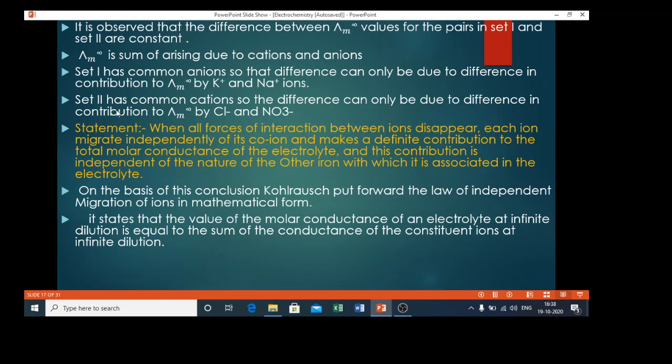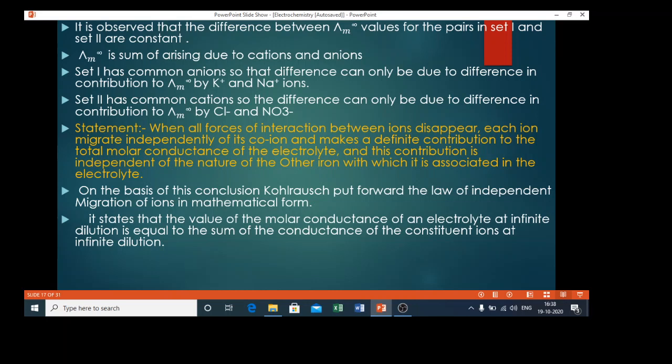Set 2 has common cations, so the difference can only be due to the difference in the contribution to the λm infinity by chloride ions and nitrate ions.